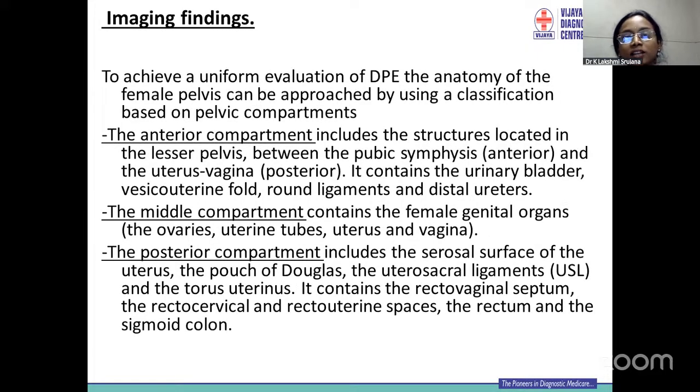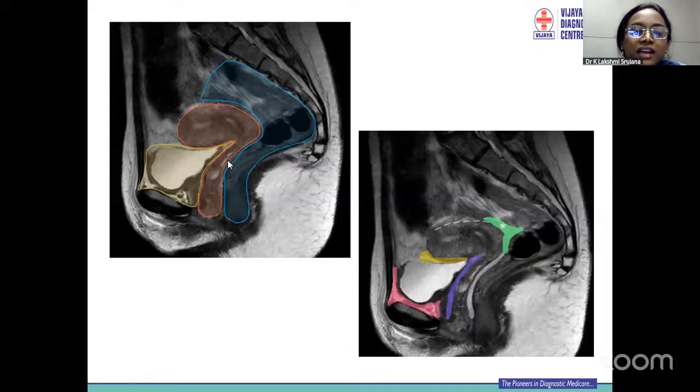For better evaluation of DPE, the anatomy of the female pelvis can be approached by using a classification based on pelvic compartments like the anterior, middle, and posterior compartments. This is the diagrammatic representation of sagittal MR T2 weighted sequence showing the anterior compartment between the pubic symphysis and the anterior surface of the uterus. It contains the pre-vesical fat, the urinary bladder, and the ureters.